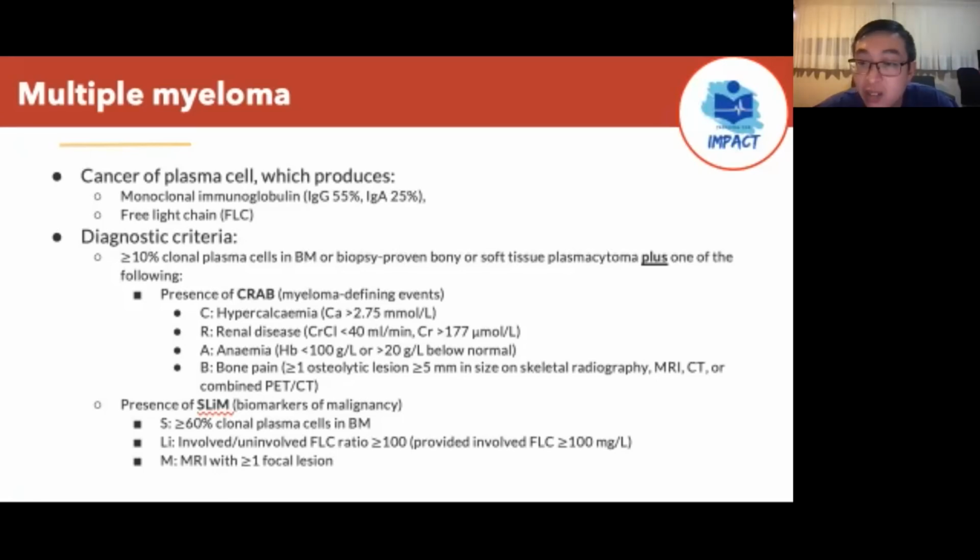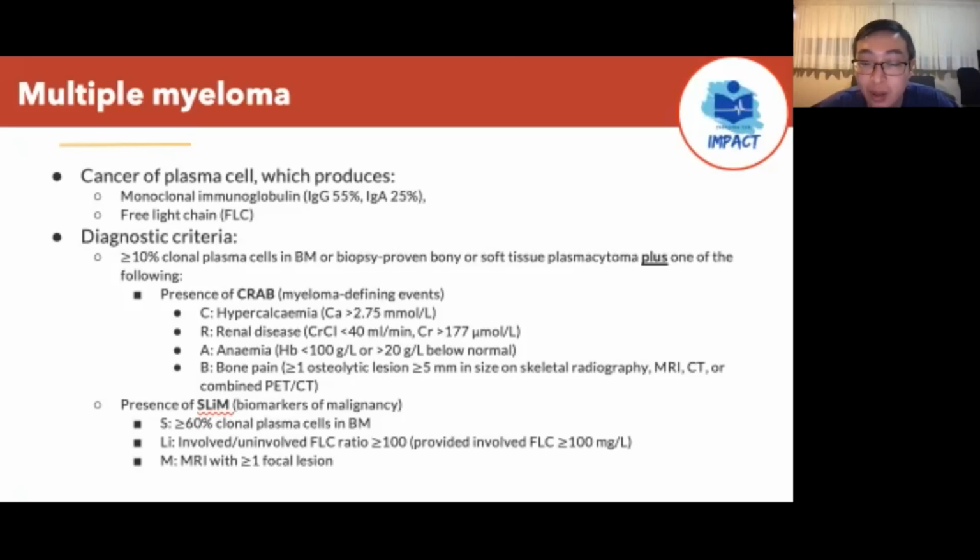A second way to diagnose multiple myeloma is the detection of any one of the four SLIM features. I'm not sure if you guys have heard of the SLIM features. SLIM features are also called biomarkers of malignancy in the context of multiple myeloma. So it's also an acronym. S stands for 60. So greater than 60% clonal plasma cells in the bone marrow gives you a diagnosis of multiple myeloma, regardless of whether there are CRAB features or not.